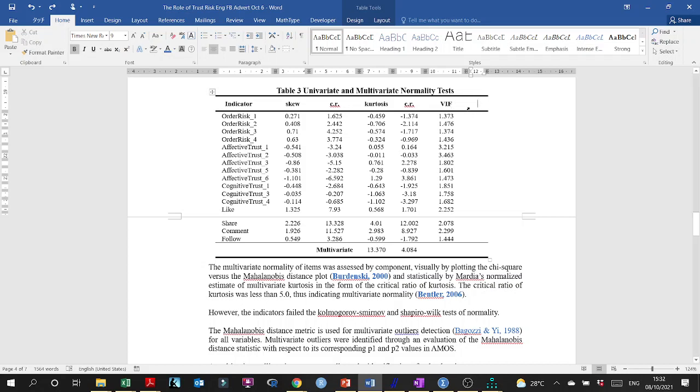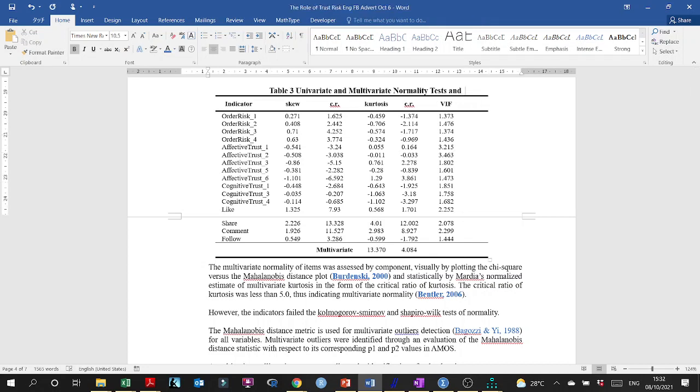And these VIF and heteroskedasticity assumptions are necessary for the regression analysis, not for normality. This is not a normality check. Univariate and multivariate normality tests, and multicollinearity tests, I would call it, or normality, multicollinearity, and heteroscedasticity tests.